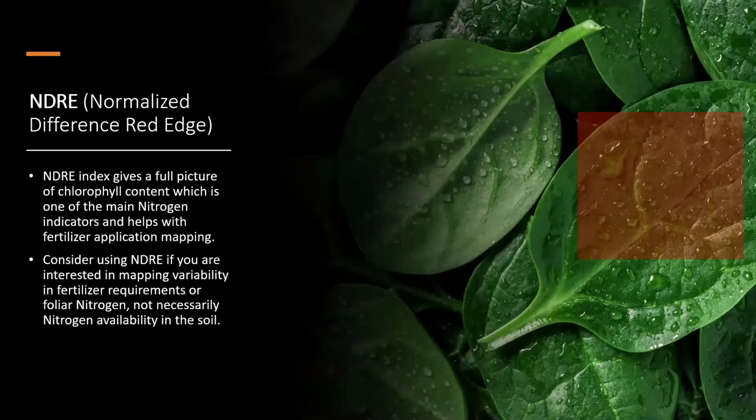The third index we are going to have a look at is the Normalized Difference Red Edge, or the NDRE. This index gives a full picture of chlorophyll content, which is one of the main nitrogen indicators, and thus helps with fertilizer application mapping. You should consider using NDRE if you have interest in mapping variability in fertilizer requirements or foliar nitrogen and not necessarily nitrogen availability in the soil.